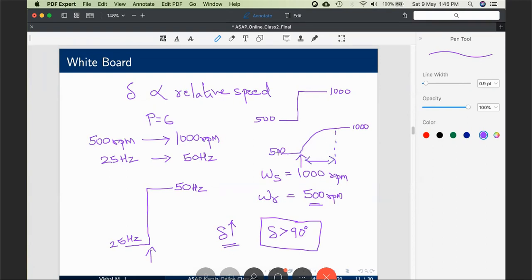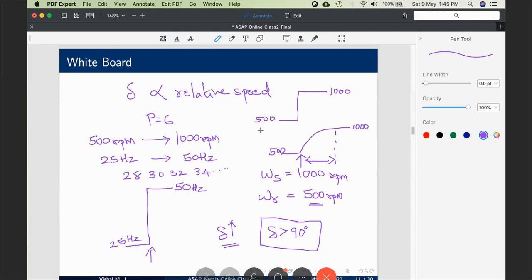So, what the machine sees is not an abrupt jump from 500 to 1000. 500 becomes 550, 550 becomes 600, 600 becomes 650. So, in gradual steps, we must change the frequency. From 25 to 50 Hertz, we should not change it in one step. It should go to say 28, 30, 32, 34, like that, up to 50 Hertz. Instead of going in a single step, you increase the frequency in a phased manner. So, that is a solution to the instability problem.